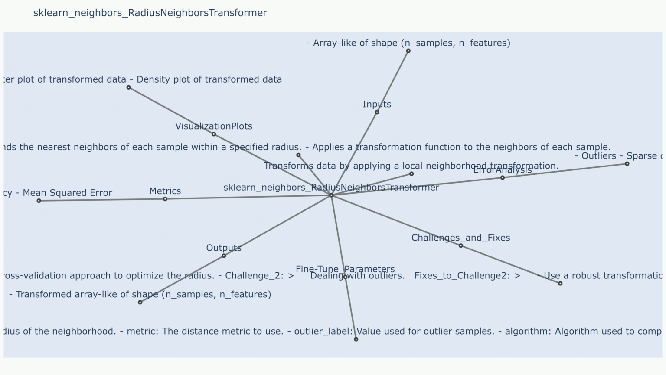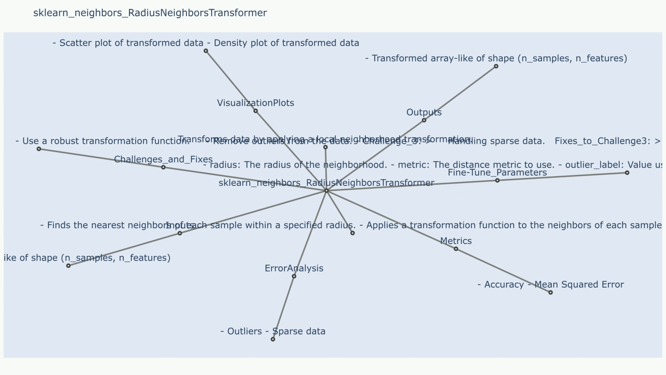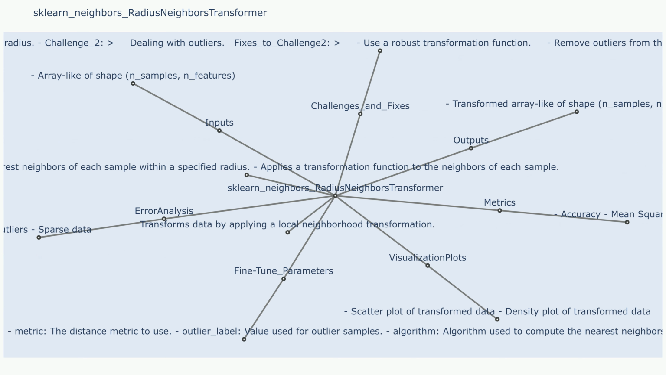Uncertainty methods. Confidence intervals. Confidence intervals can be estimated for the transformed data based on uncertainty in the neighbor selection process. Challenges and fixes. Challenge 1. Sparse data. When data is sparse, finding neighbors within a fixed radius can be challenging. This can lead to inaccurate transformation results.